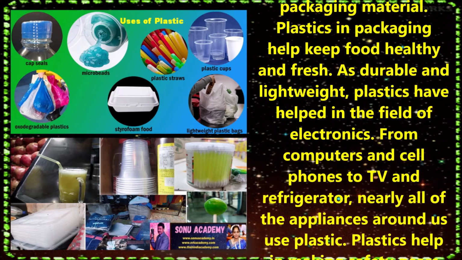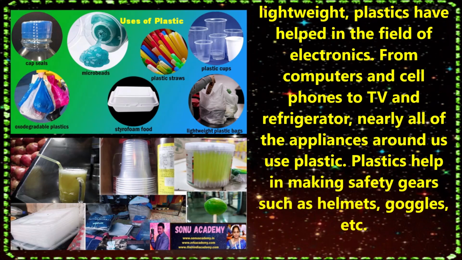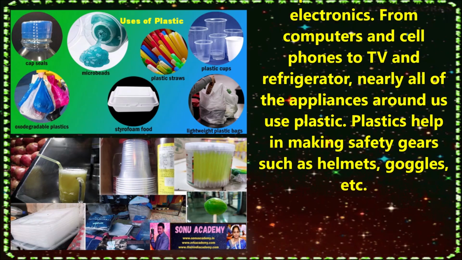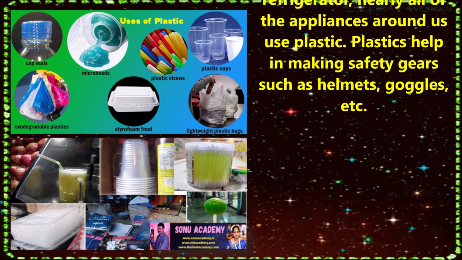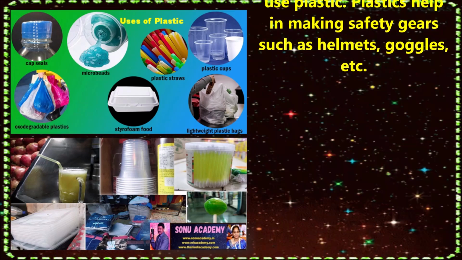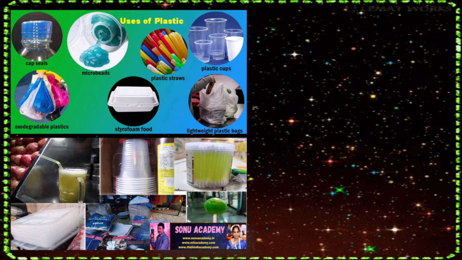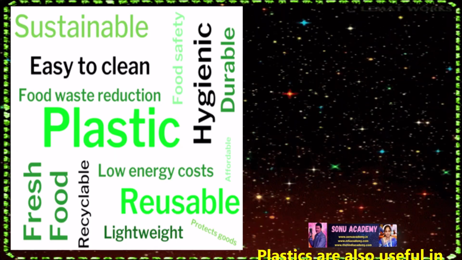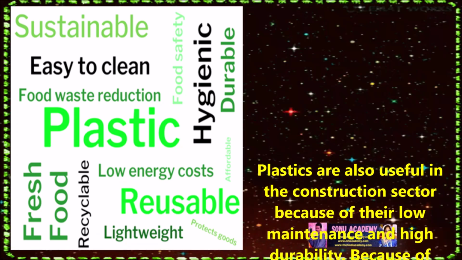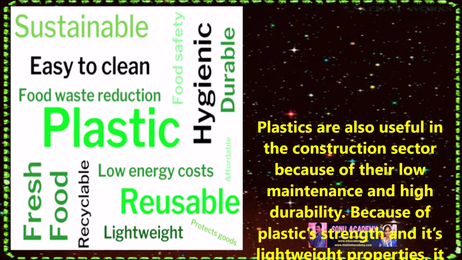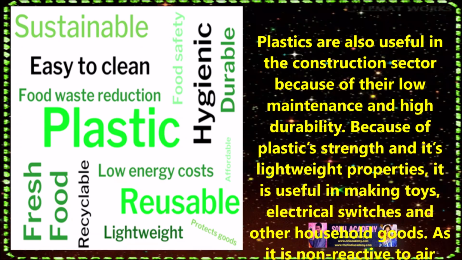As they are durable and lightweight, plastics have helped in the field of electronics, from computers and cell phones to TVs and refrigerators. Nearly all types of applications surrounding us use plastics. Plastic helps in making safety gear such as helmets and goggles. Plastics are also useful in the construction sector because of their low maintenance and high durability. Because of plastic's strength and its lightweight properties, it is used in making even toys.